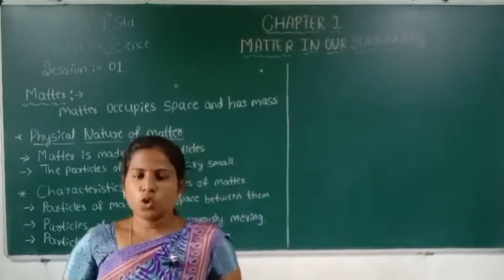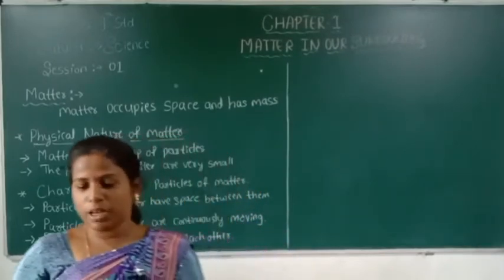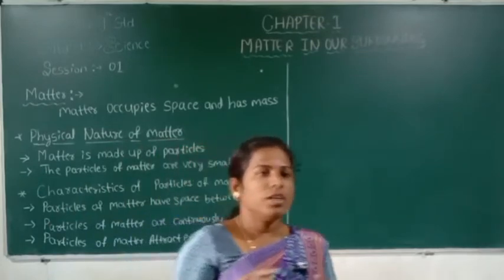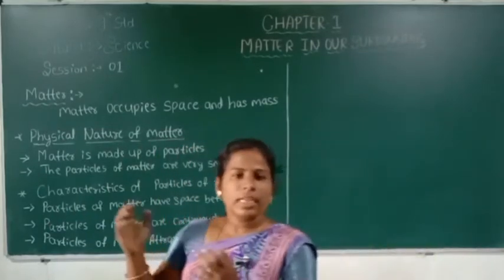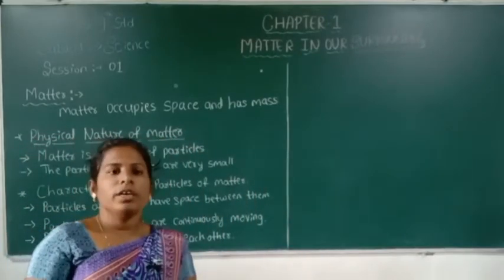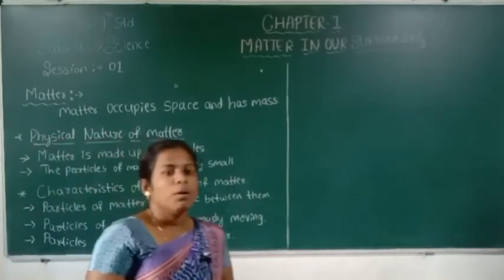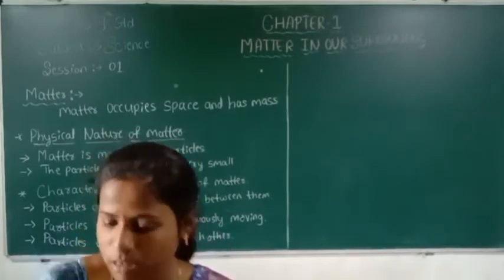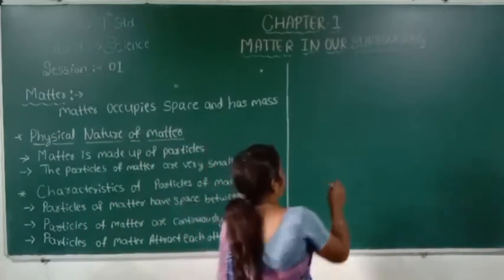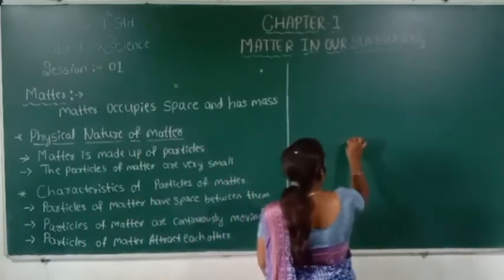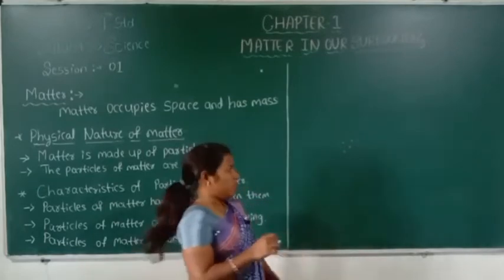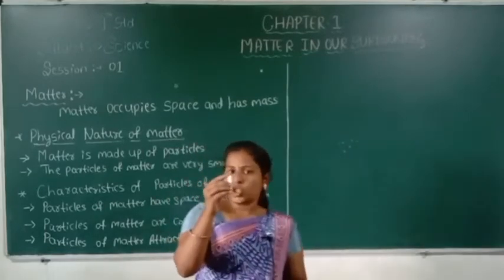So we see so many things in our surroundings. We see large particles or small particles, large things and so many things. Every small thing or every large material is made up of small particles. In this universe, every material is made up of small particles, either visible to us or non-visible to us. For example, this is a chalk.